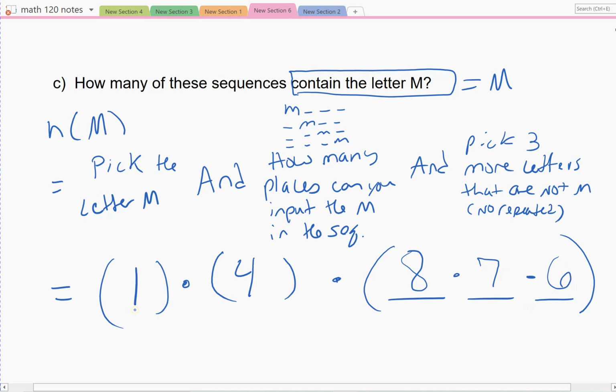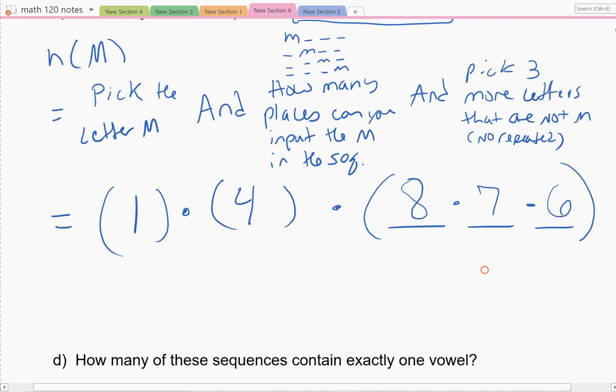1 represents that there's 1 letter M I can pick. This 4, and this is the one students forget, right? It didn't tell me when I picked letter M. So I had to not only pick letter M, but I had to pick him and place him somewhere in my sequence. And depending on where he was in my sequence, I have a different answer. And so there were 4 places the letter M could go. And then I have to finish out the rest of my sequence, filling in the rest of my spots with non-M's. Right? And so it's 1 times 4 times 8 times 7 times 6.